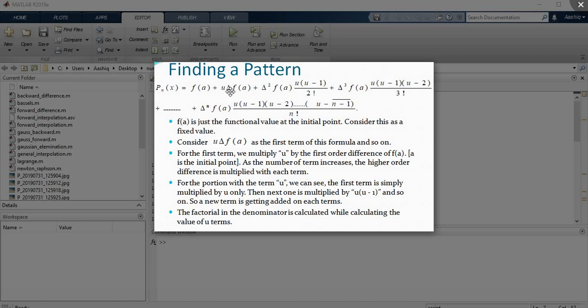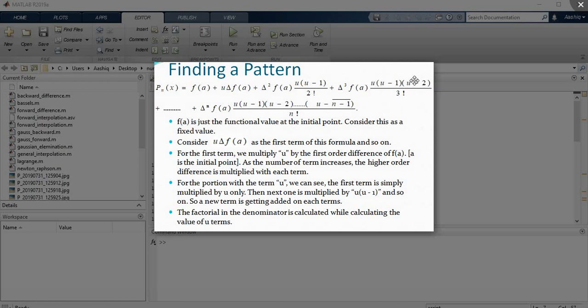And again, for the first term, I have only the first order difference at the point a. For the second term, I have the second order difference at the point a. And for the nth term, I have the nth order difference at the point a. So as the number of terms increases, the order of difference at the point a increases. I just need to find those differences, and I can find them by constructing a forward table. And I have another problem, these factorial values, but those are easily adjusted when I find the u terms.